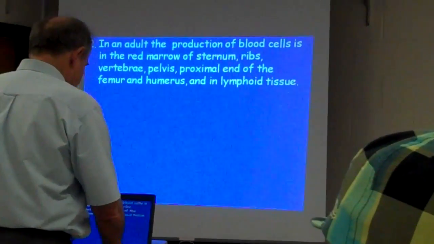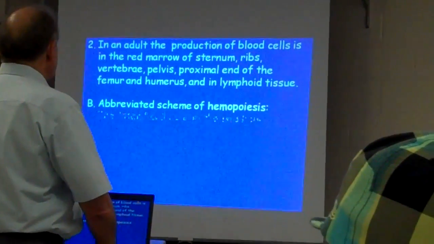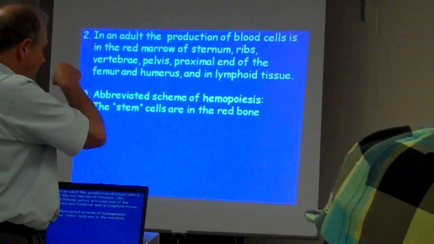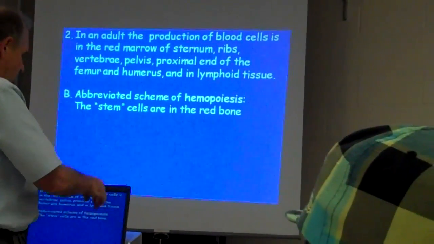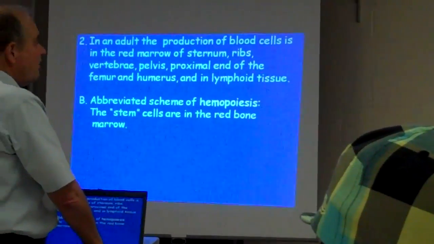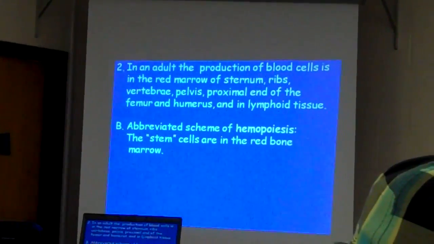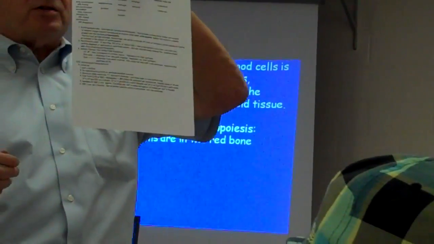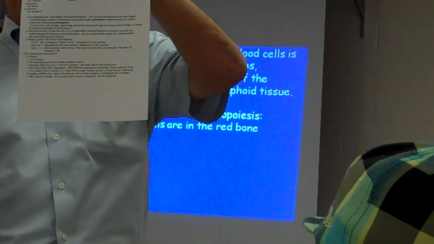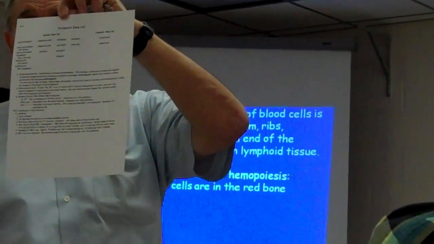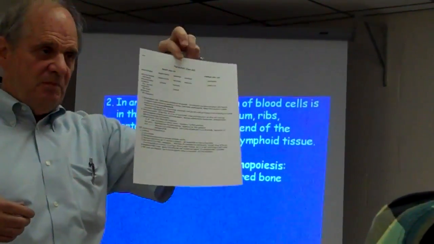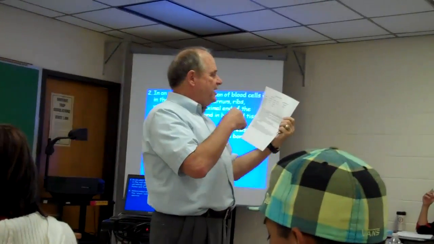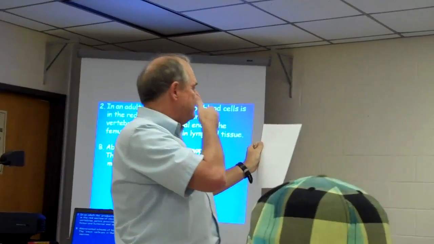The next slide is an abbreviated scheme of hemopoiesis. The stem cells are in the red bone marrow, and we're going to talk about this. Here's what you're going to need, everybody: some part of your note material. You have it, Adrian? You're going to need this one because I'm going to ask you some things off it in a minute. I'm talking about the top part, where it says page 3, blood. You got that one?